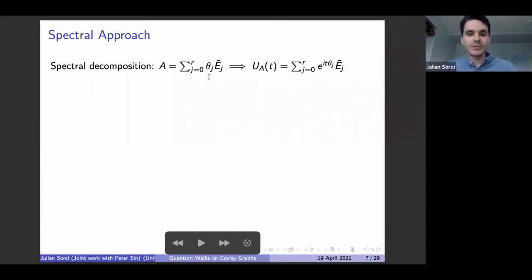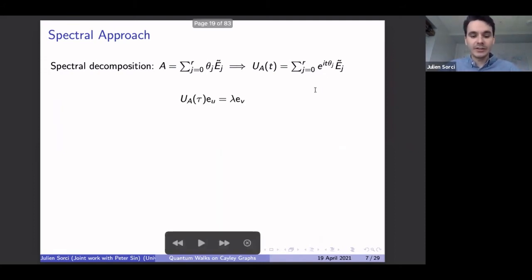So here, the theta sub j's are the distinct eigenvalues of the adjacency matrix. And then this E tilde sub j is the projection onto the theta j eigenspace. Now, these E tilde sub j's, since they're projections onto eigenspaces, are orthogonal idempotents. And so because of these algebraic properties, you can take your transition matrix and also write it as a linear combination of those same projections.